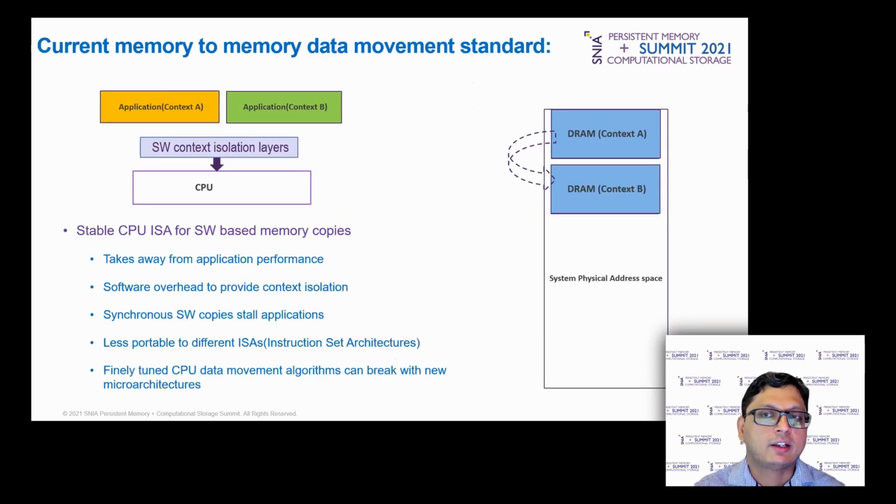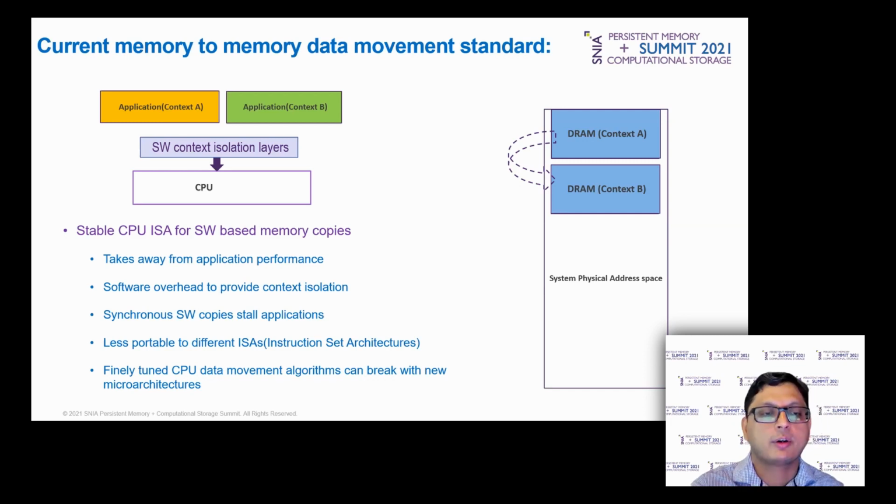So let me look at what our current memory-to-memory data movement standard is. Our current data movement standard is a CPU instruction set architecture through which software can do memory copies. Now, this is good because a stable CPU instruction set architecture allows for a stable application programming interface. But it can take away from the application performance, like we have talked about right now. But there are good features there as well. We can isolate different applications from interfering with each other's data that the software can provide, but that can also add overhead into the software layers.